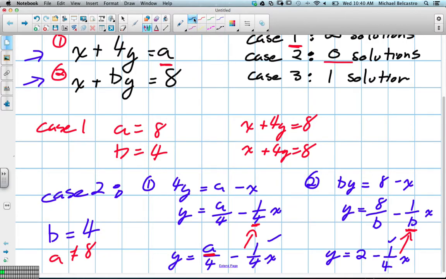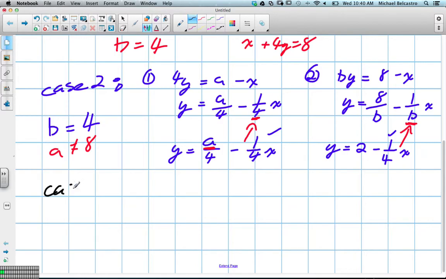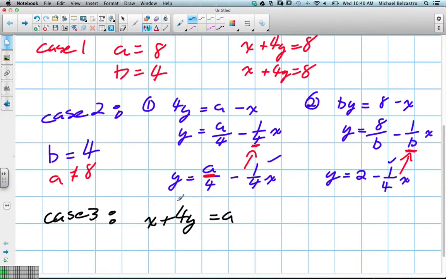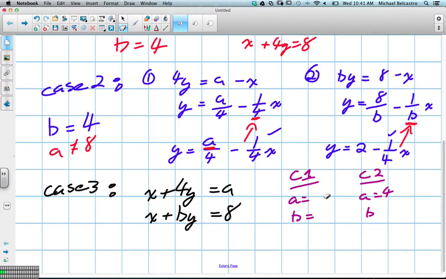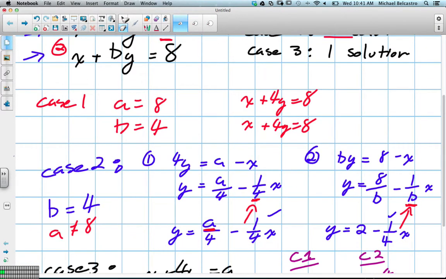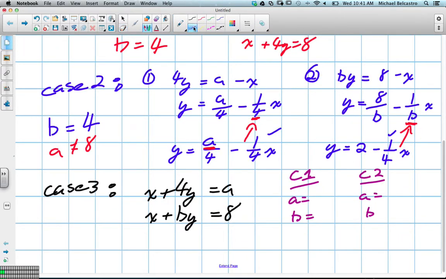And finally, the third case here, we have 1 solution. So case 3. Case 3, we'll rewrite the 2 originals again. X plus 4y equals a, and x plus by equals 8. Now, for case 3, I want you to keep in mind what we got as answers in the first two. Sorry, I think I've written those backwards. Let's look at the answers. In case 1, a equals 8, b equals 4. In case 2, b equals 4, a cannot equal 8.